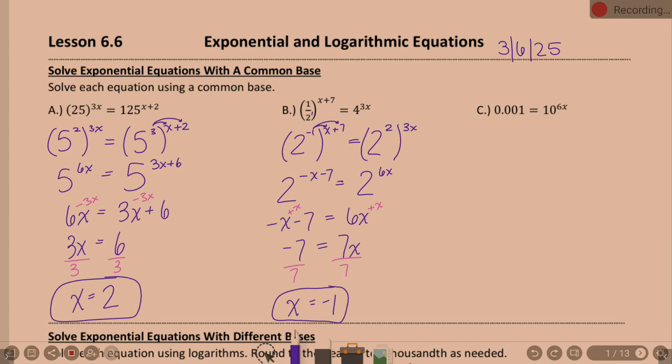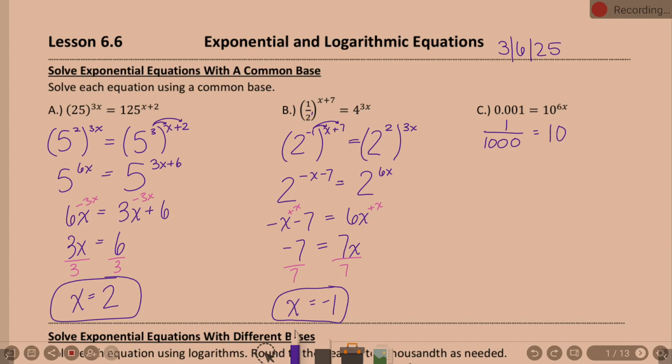I'm going to be lazy like you guys and read it as 0.001 equals 10 to the 6x. What is 0.001 said properly in math? We get lazy and say 0.001, but it's what? Tenths, hundredths, thousandths. So it's 1/1000. Now, put that as a fraction. 0.001 is 1/1000th. I'm trying to lead you somewhere.